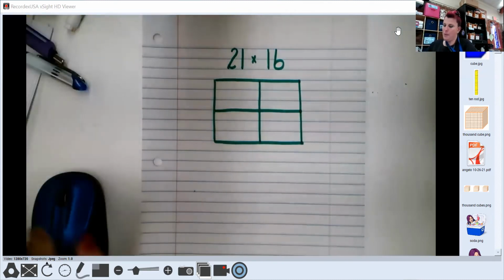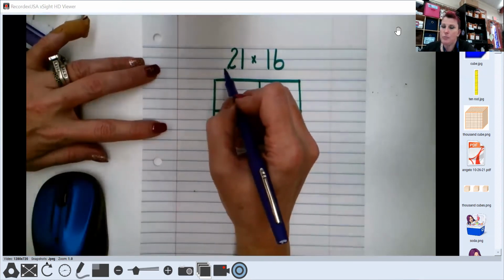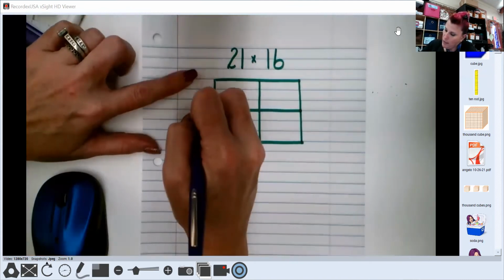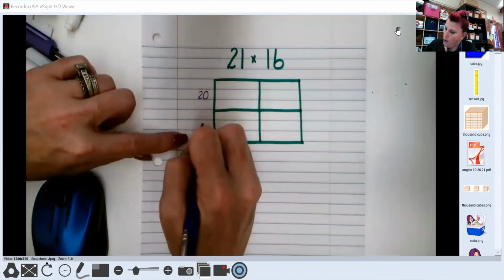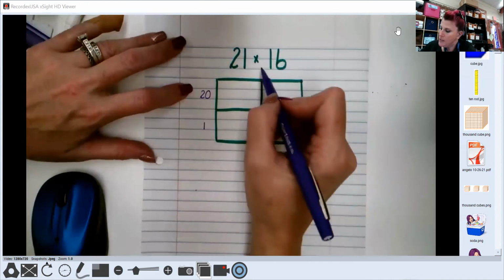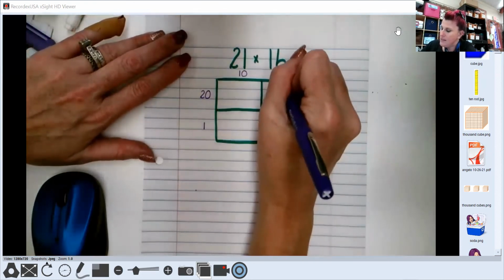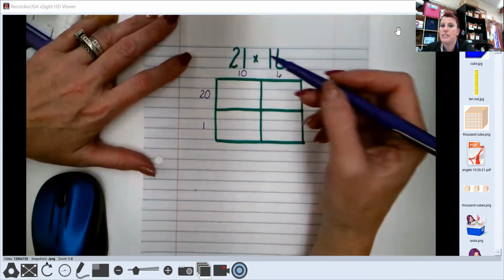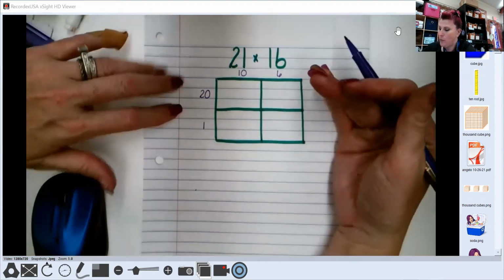Now, the next step after creating our boxes is to separate our numbers into tens and ones. So I'm going to put this first number over here, and it is 20 and 1, because if I add these together, they should equal this number. This number is 10 and 6. So I've separated both of my factors into tens and ones, or using expanded form.